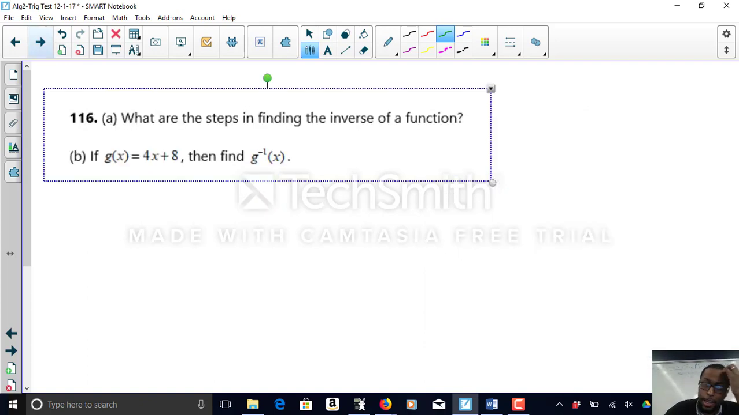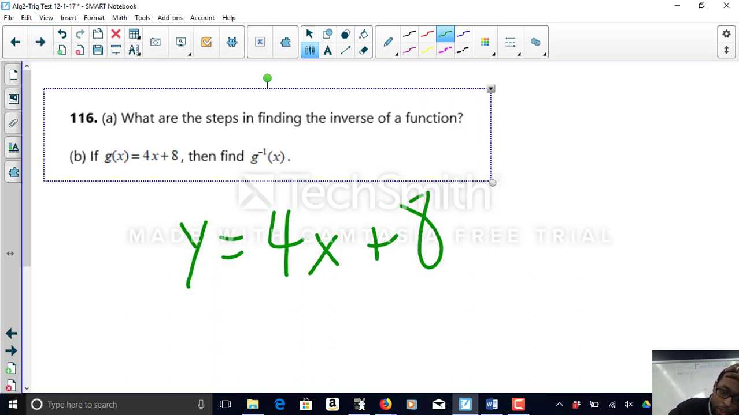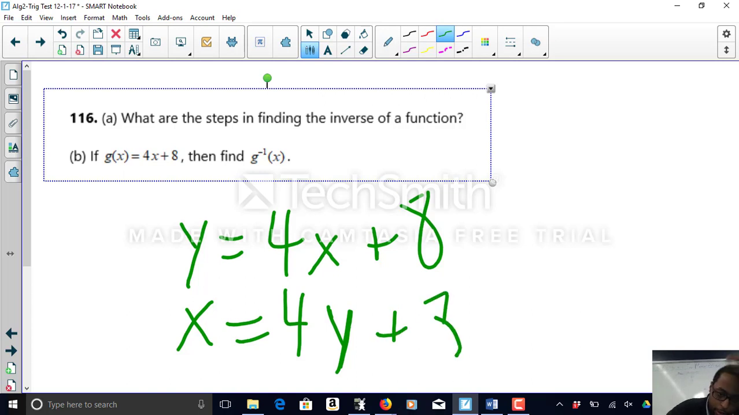All right, inverse again, we talked about it. Inverse, I'm not gonna spend more time on it. Turn this into y equals 4x plus 8. Change the y to an x, change the x into a y, and solve for y. Okay?